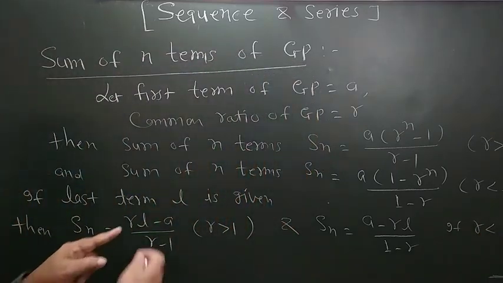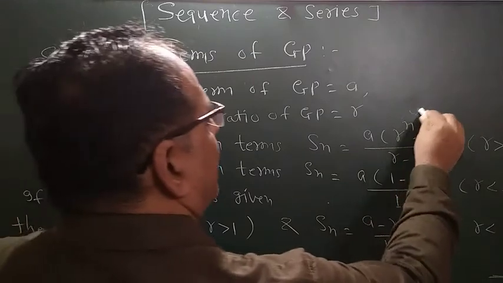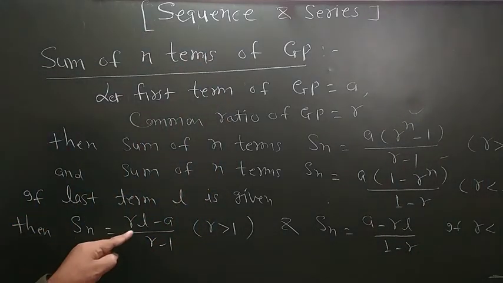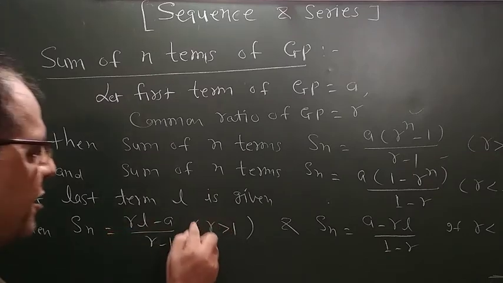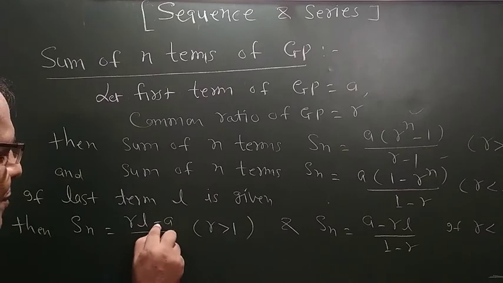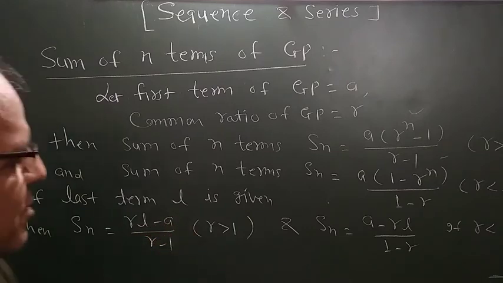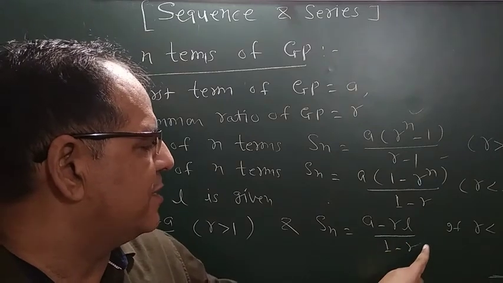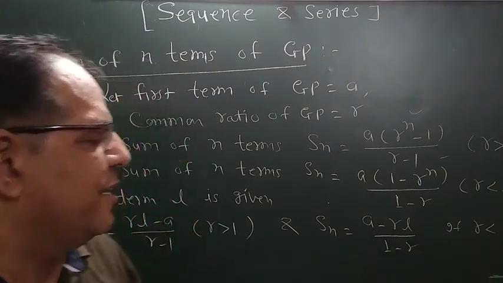So again, if the last term is given, these formulas can be written as Sn equals (RL minus A) upon (R minus 1), where R is the common ratio which is greater than 1, and L is the last term. Similarly here, Sn equals (A minus RL) upon (1 minus R), where R is numerically less than 1.